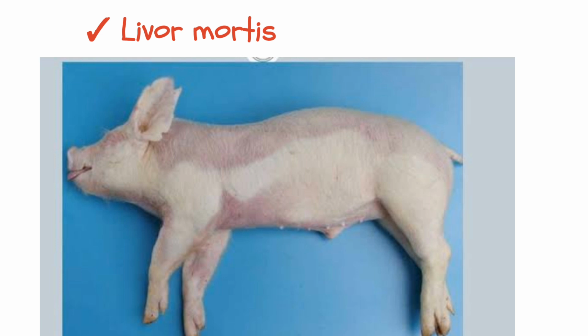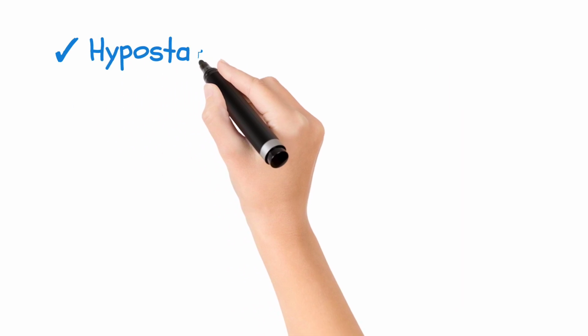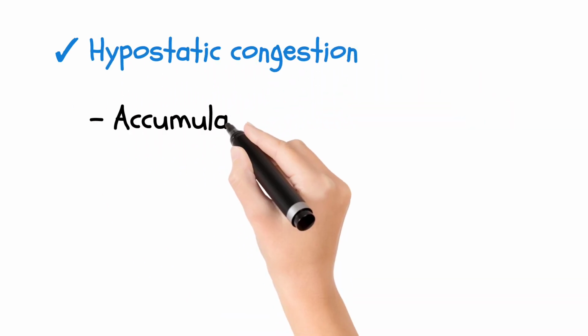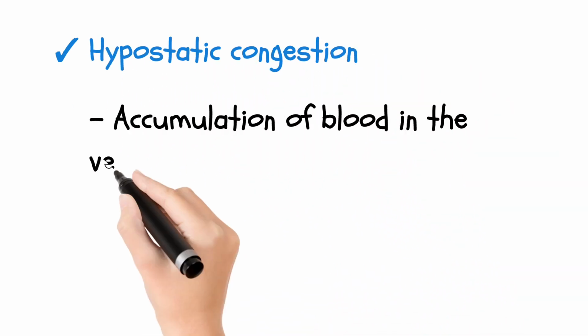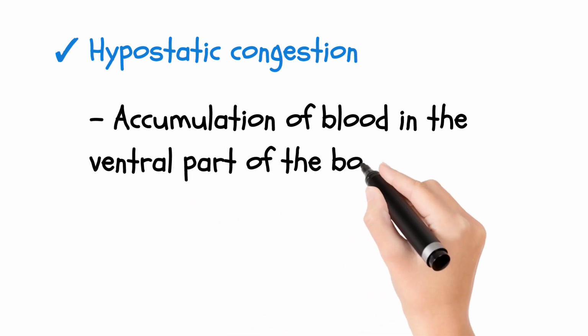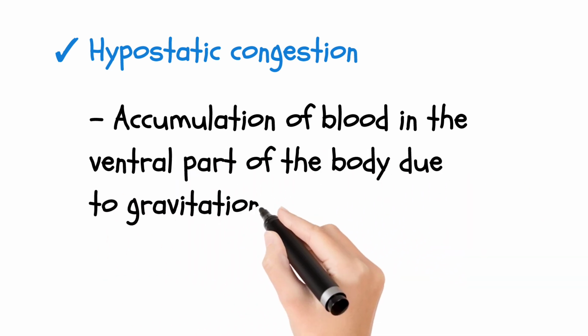Okay, so the three mortis: rigor mortis, algor mortis, livor mortis. Rigor mortis, contraction and shortening of muscles after death. Algor mortis, cooling of the body after death. Livor mortis, staining of tissues with hemoglobin after death. On to the next one, hypostatic congestion. This simply means the accumulation of blood in the ventral parts of the body due to gravitational force.